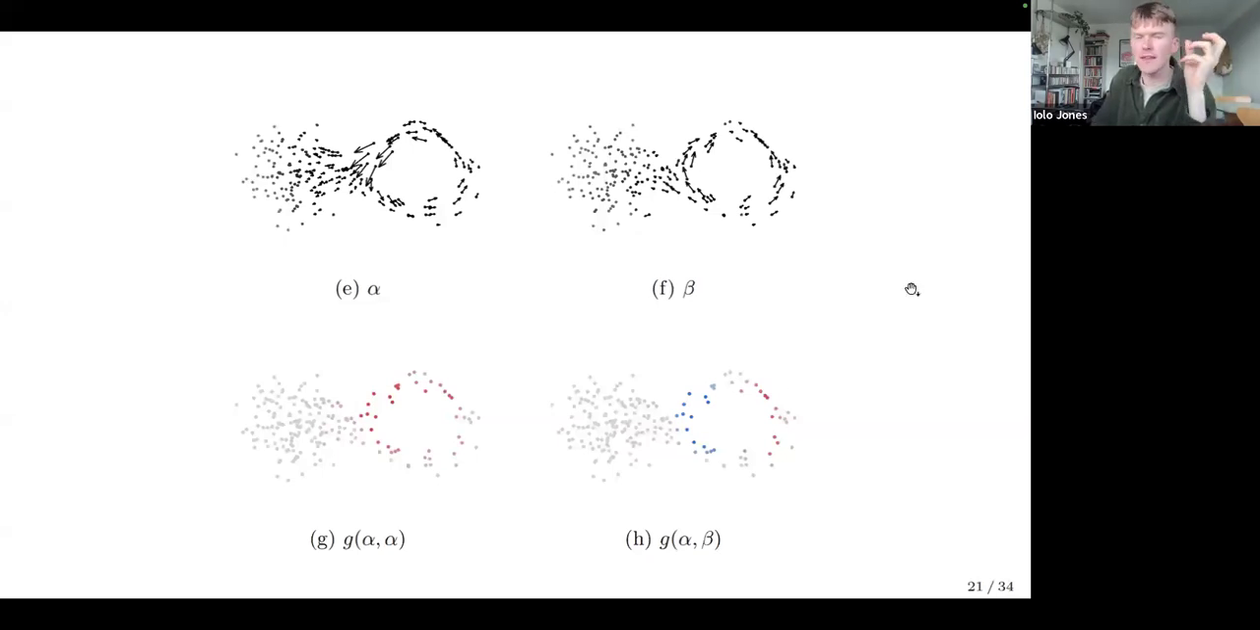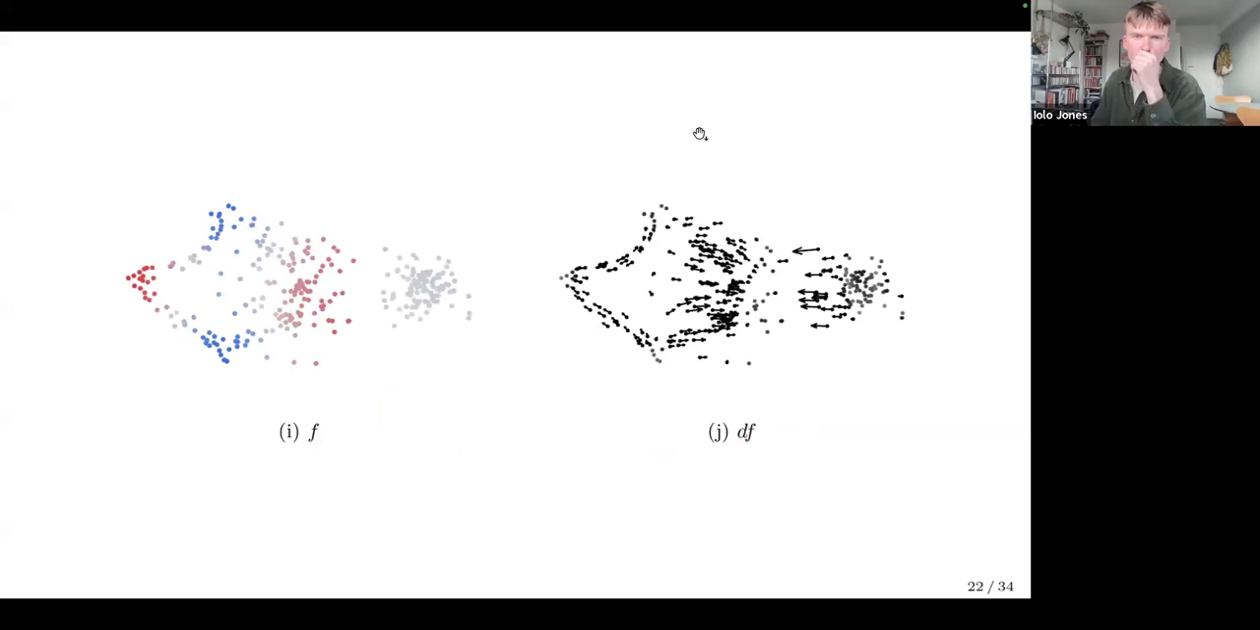The point of showing this is that this is clearly not a manifold, and yet we still get exactly the behavior you'd want. As a similar example, you can take F. F is a function, it's got negative bits here and positive bits here, and we can compute its exterior derivative. So here df is arrows going everywhere.